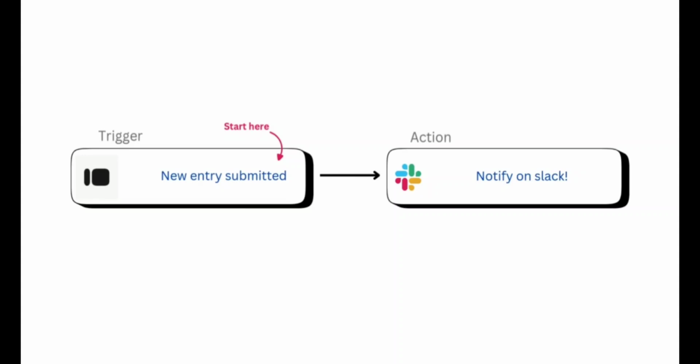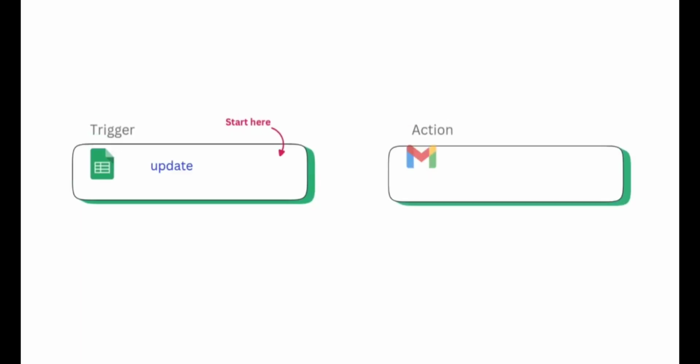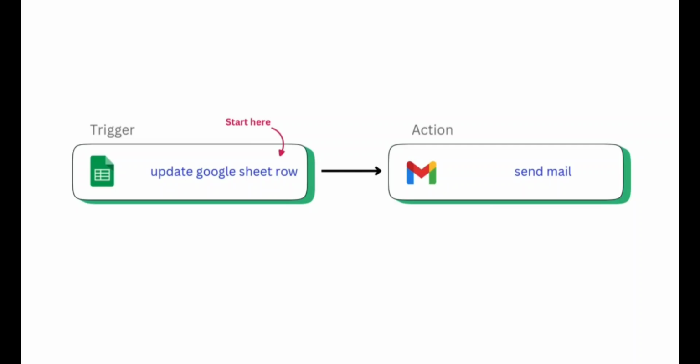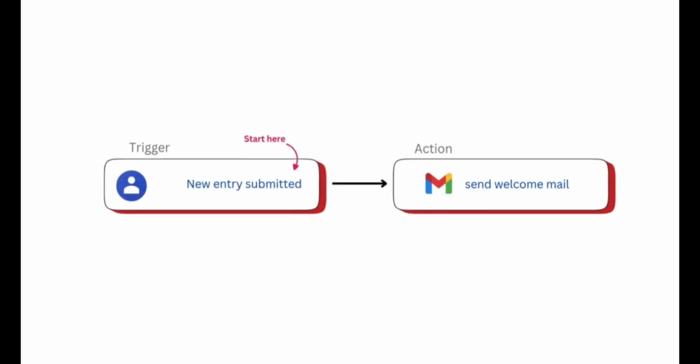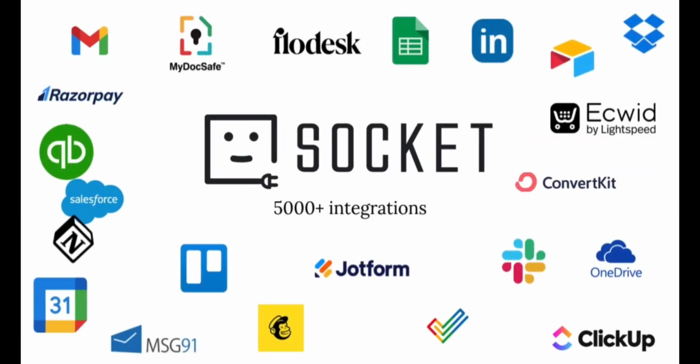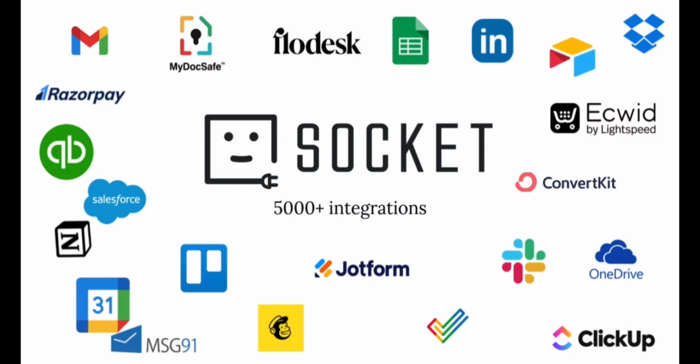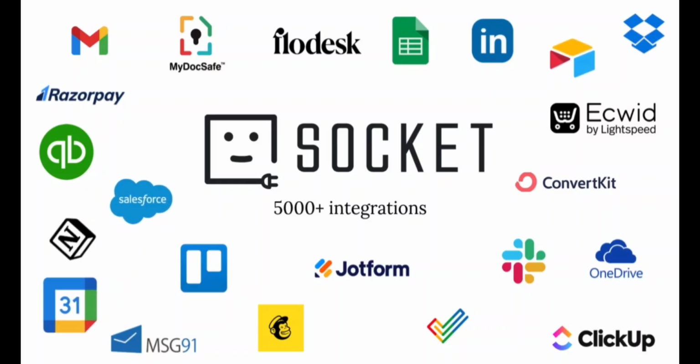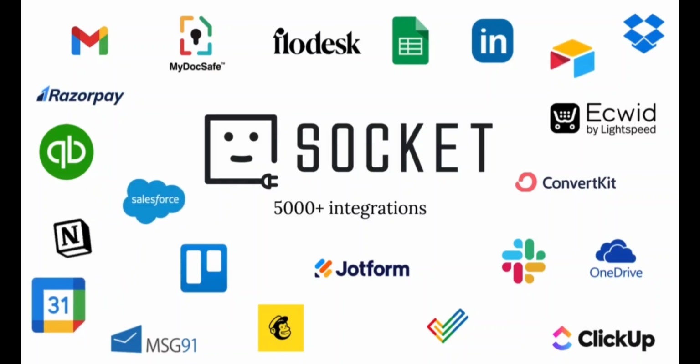For example, you can create an automation flow that triggers whenever there is a new Typeform entry to instantly notify you on Slack. Or you can send mails when Google Sheet rows are updated. Or whenever a new contact is created in Google Contacts, you can automatically send a welcome mail to them using ViaSocket. And all of this is just the tip of the iceberg. With a pool of over 5,000 plus integrations, you can effortlessly find and select the app you want to use to kickstart your automation journey.